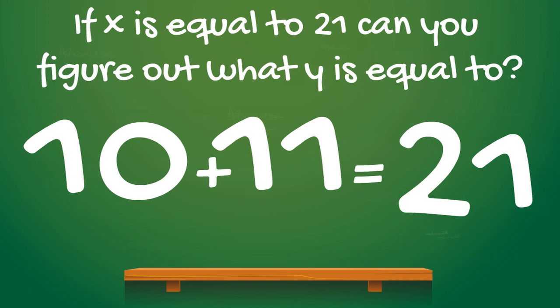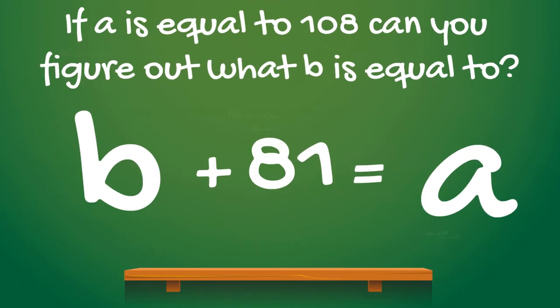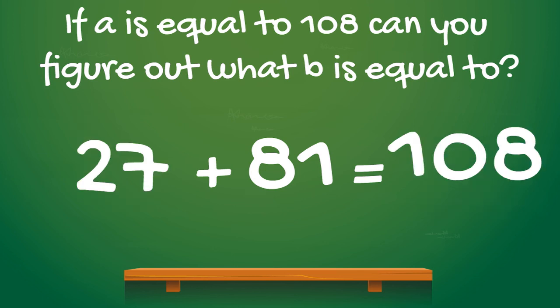Let's try one more difficult one. Final question. If a is equal to 108, can you figure out what b is equal to? Remember, it's exactly the same steps as the last ones we've done. You just might need to do an extra little subtraction sum. Pause the video and give it a try. So your answer should be 27 is what b is equal to. 27 plus 81 is equal to 108.